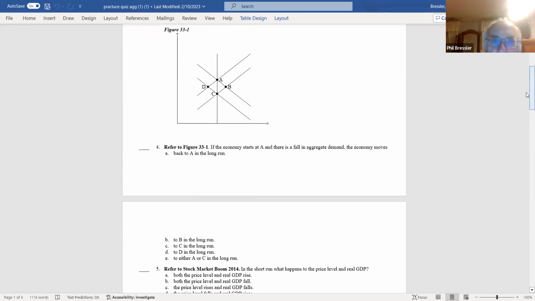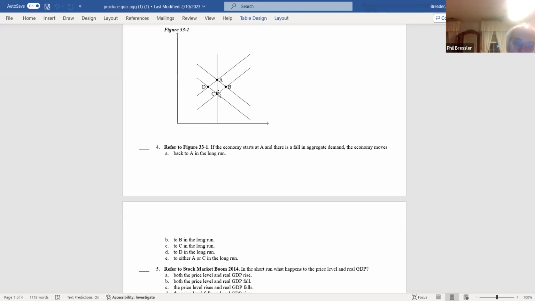Refer to figure 33.1, that's up there. If the economy starts at A and there's a fall in aggregate demand, okay, so I'm going to shift aggregate demand. I'm going from A to D, okay? But there is no A to D, all right? At D, I'm in a recession. It's a recessionary gap, right? At D, what will happen? I'm making less output. I need fewer workers. The demand for workers decreases. So wages decrease, supply shifts to the right. So I go to C in the long run. And that's why 4 is C as in Caroline.